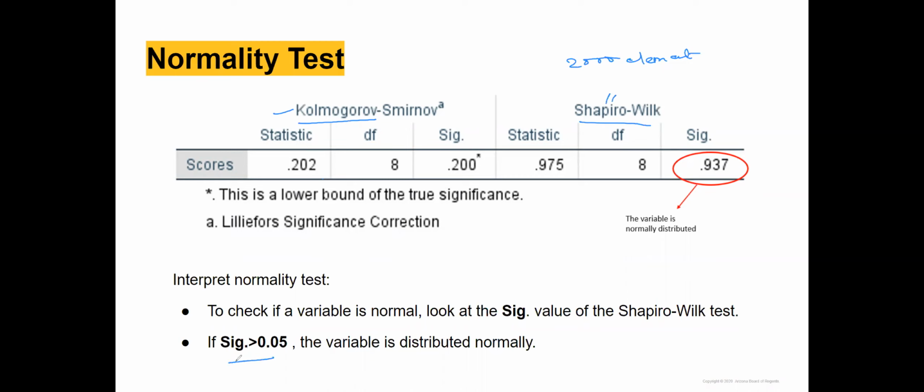If the value is greater than 0.05, you say that the variable is distributed normally. So in our case, it's greater than 0.05. So we can say that the score variable is normally distributed, and then we can go ahead with different t-tests and other tests we can perform. So this is about the normality test.